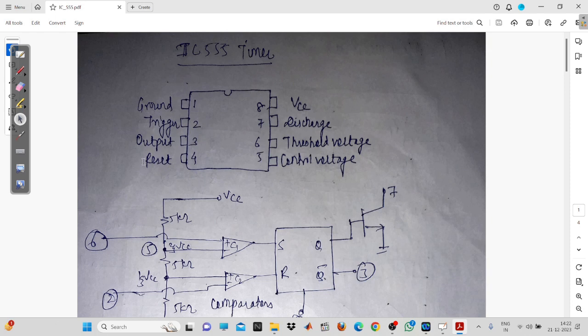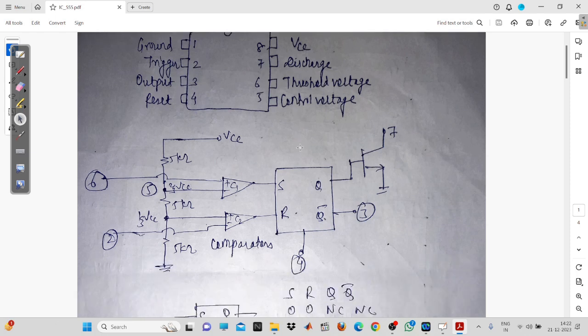The fourth pin is the reset pin. Reset pin means what? When you apply a high pulse on this pin, then the entire IC will be reset. We'll try to understand all the other pins by using the internal diagram of the IC 555.